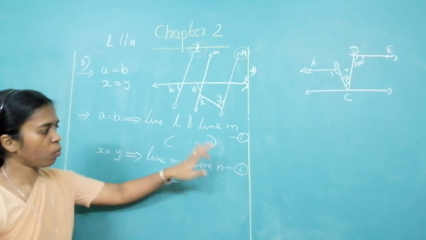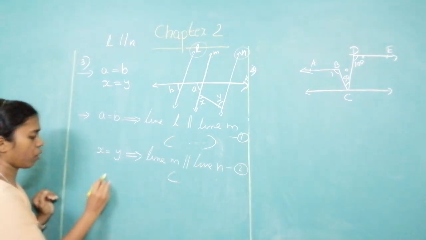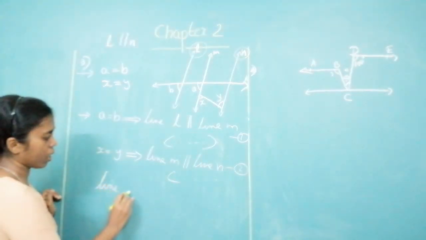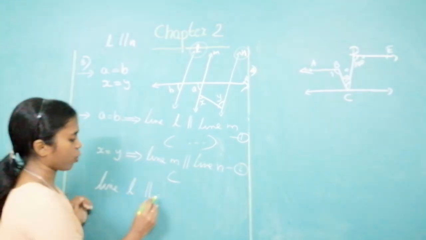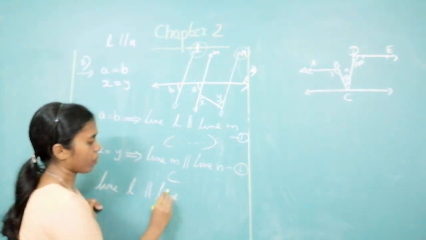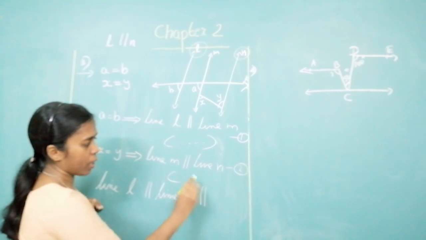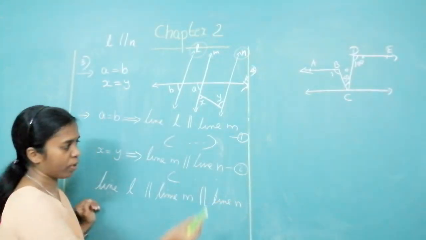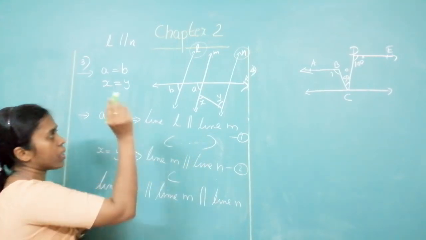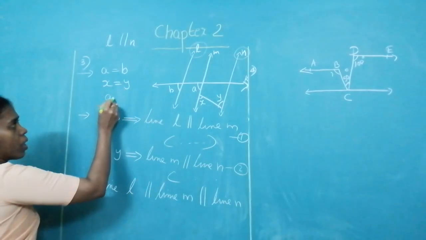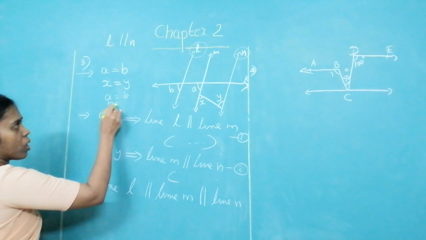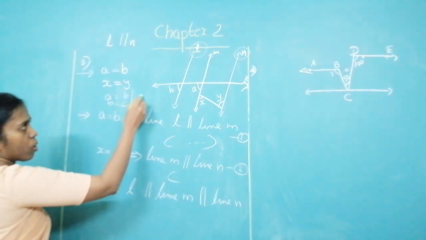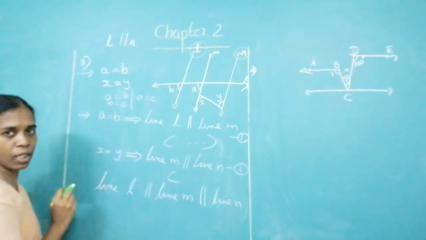Look at equation 1 and equation 2. From equation 1 you have line L parallel to line M, which is parallel to line N, from 1 and 2. This is like when you have A is equal to B and B is equal to C. Therefore, what do you conclude? A is equal to C. Okay.